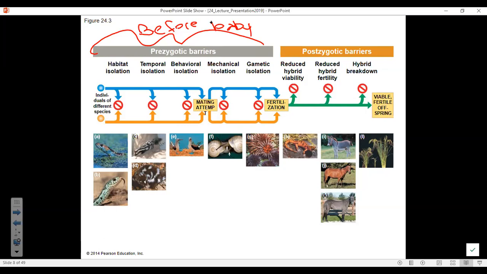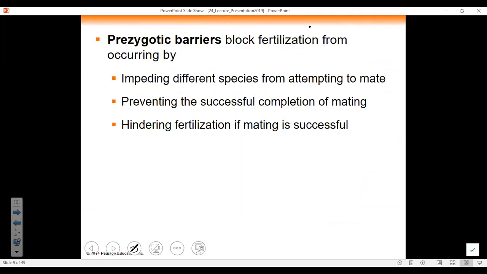And then we will look at post-zygotic barriers. Post-zygotic barriers are going to be after the baby is born, and why this particular organism is not going to be successful in the future. So let's check these out. This is what I just told you. Prezygotic barriers block fertilization. It's going to impede mating, prevent successful mating, and hinder fertilization if they do mate. So we're not going to make a baby.